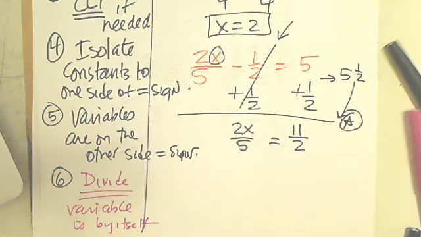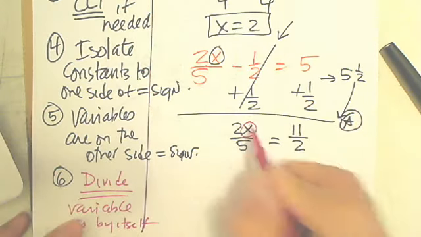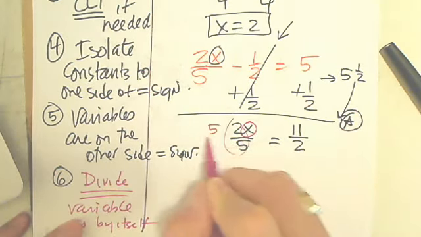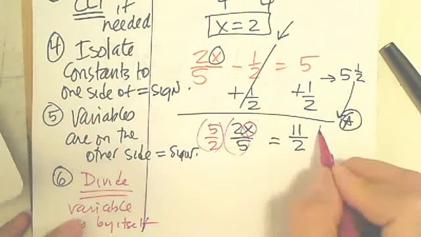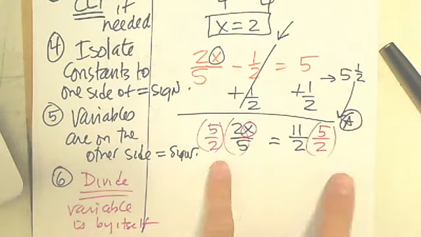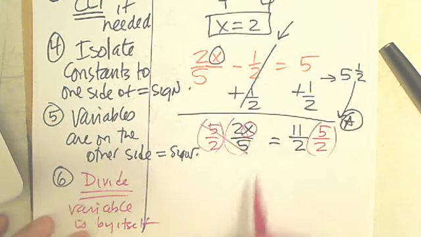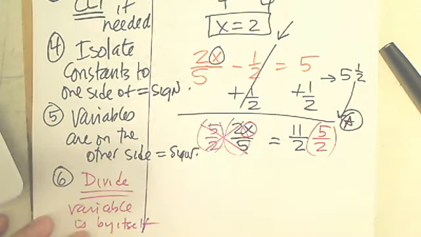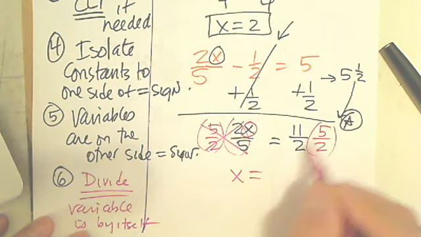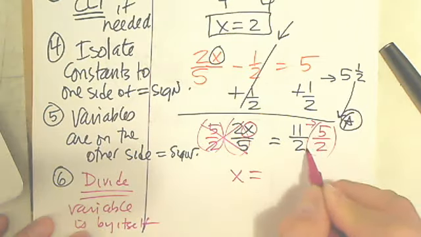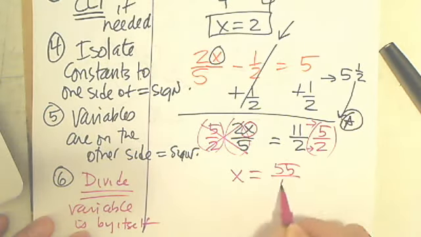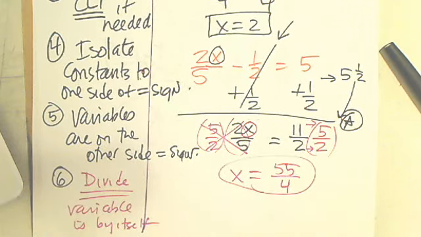Not until right now. Here you would have to take the reverse, the flip, the inverse, or the reciprocal on both sides. The 5s cancel out. The 2s cancel out. All we have left now is x equals, well, can I reduce 11 and 2? 2 and 5? No. Multiply across. 55 fourths.